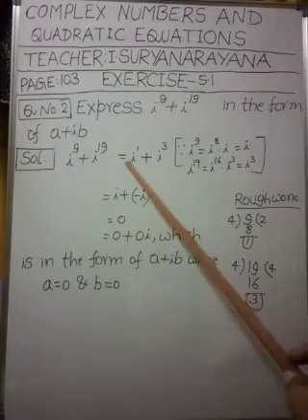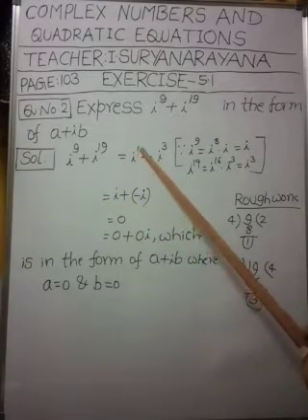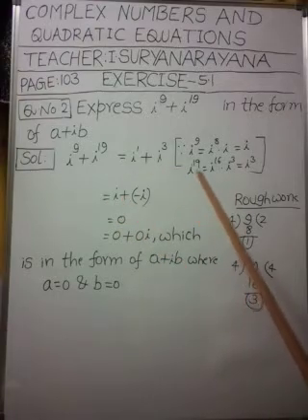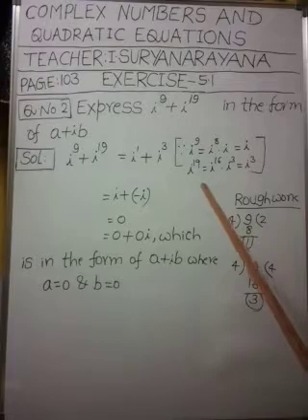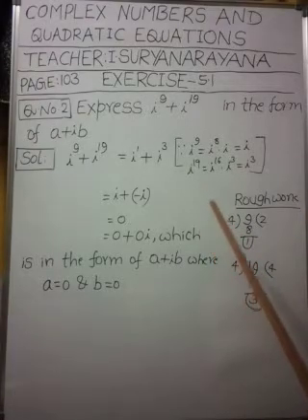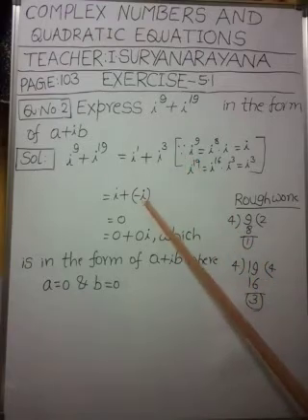That is equal to i power 1. What is the value of i power 1? i only. Plus i cube. We have discussed that point. i cube can be written as i square into i. What is the value of i square? Minus 1. So minus 1 into i, minus i.